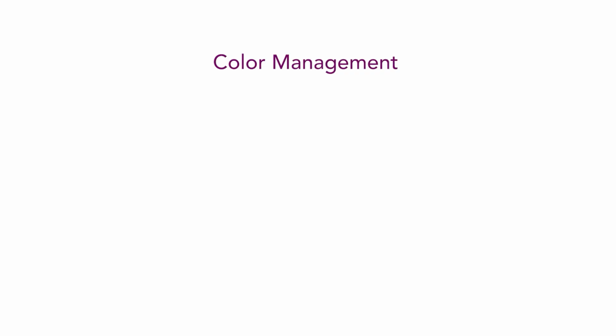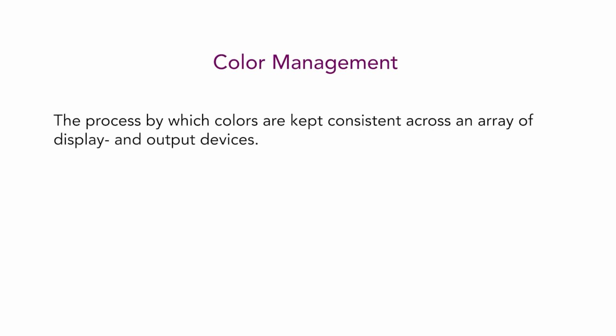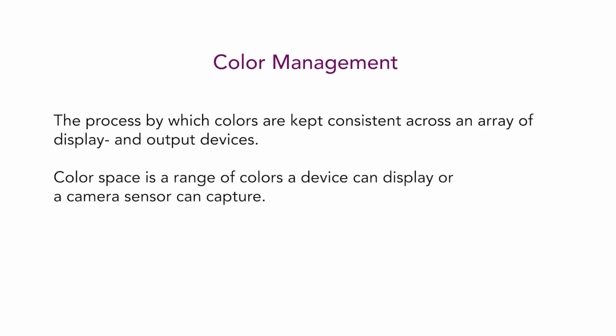So what is color management? Color management is the process by which colors are kept consistent across an array of display and output devices. For example, you can use color management to make sure your video looks consistent on the HDTV as well as a digital cinema projector. Color management uses various color spaces.